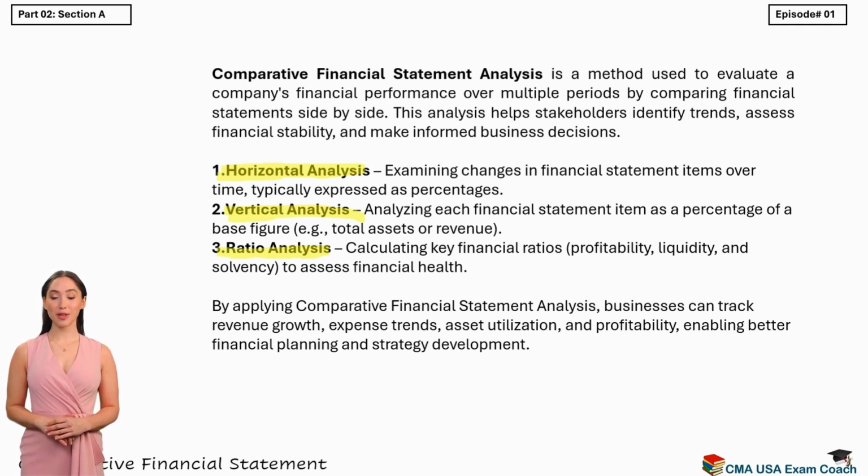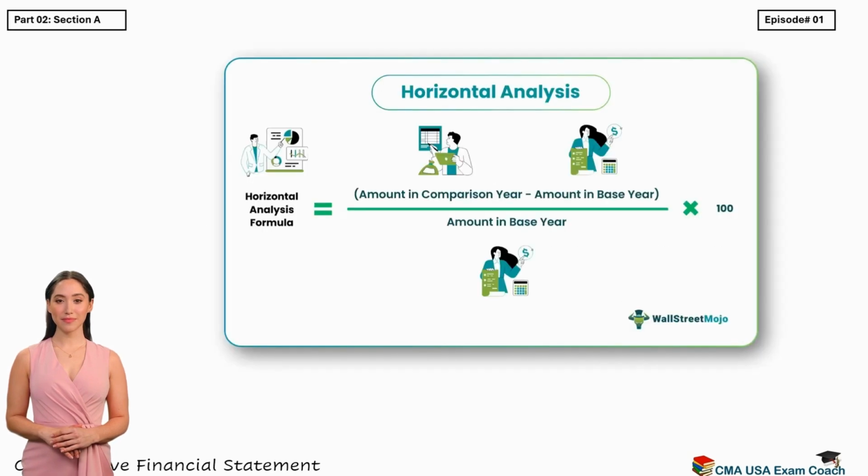In this episode, we are going to explain horizontal and vertical analysis. These are two important methods used in financial statement analysis. Horizontal analysis. Let's dive into horizontal analysis. This method compares financial data over different periods to identify trends, growth patterns, and changes in a company's performance.